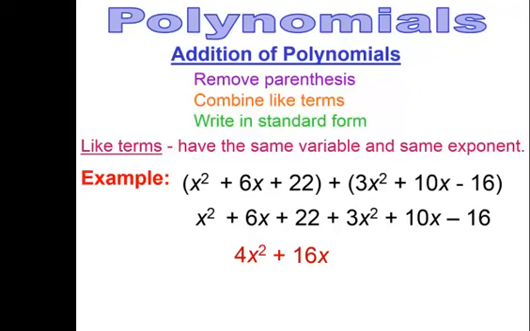Keep in mind, I can't combine 4x squared with 16x because they're not the same variable and exponent. They're the same variable, but they don't have the same exponent. So they're not able to be combined. And then lastly, I'm going to combine those constants, and the constant is plus 22 minus 16, and I'm going to end up with plus 6.